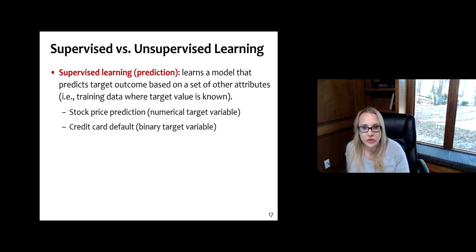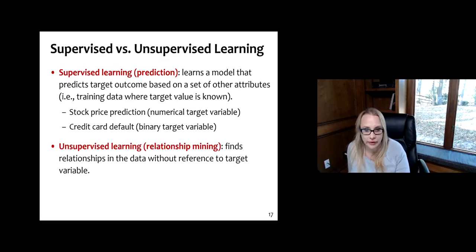Going back to supervised versus unsupervised learning, in supervised learning, you are trying to do some prediction. You are trying to learn a model that predicts a target outcome based on a set of other attributes, using training data where the target value is known. An example would be stock price prediction, where you have a numerical target variable, or credit card default, where you have a binary outcome. In unsupervised learning, you are trying to do relationship mining. You are trying to find relationships in your data without reference to a target variable.